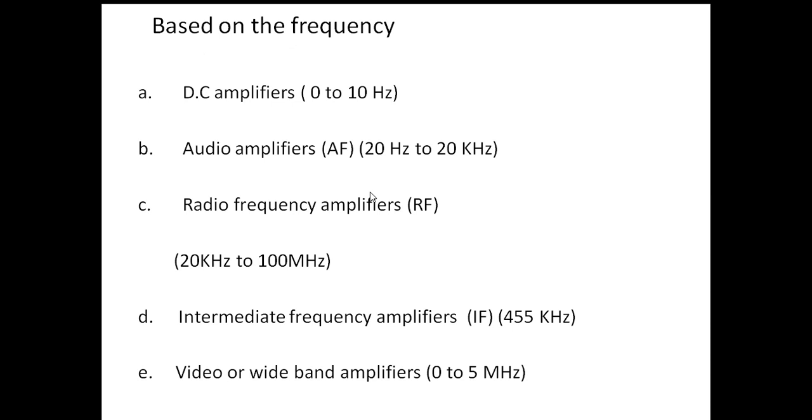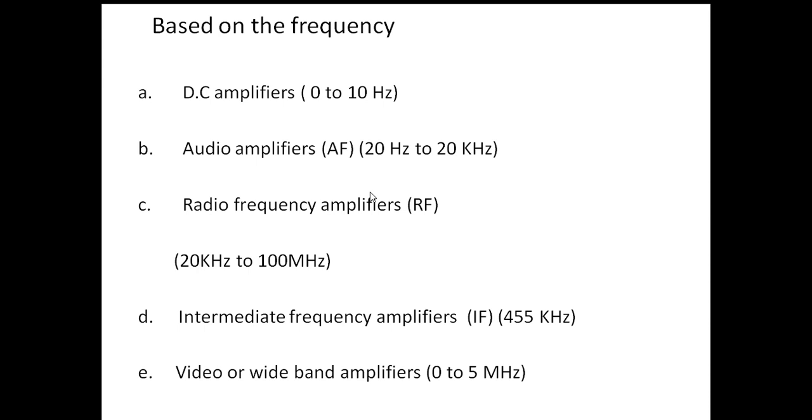Here A, B, C, D, E. There are five classifications based on the frequency. So what are those? As we know, the DC amplifier. DC is nothing but direct current. Direct current means it doesn't have any frequency. Of course, the frequency is zero here. This comes under the DC amplifier stage. Actually, it doesn't have any frequency, means zero hertz.